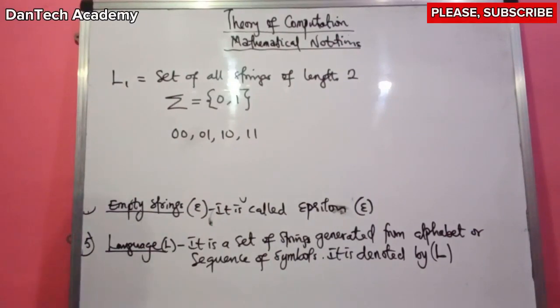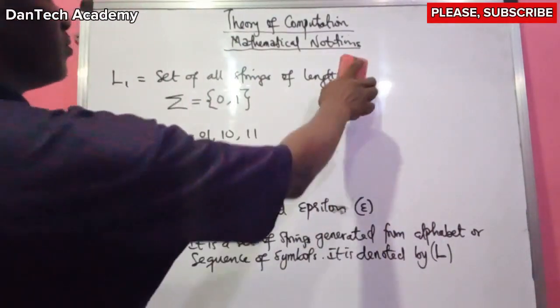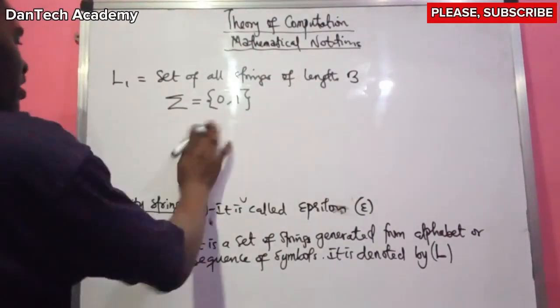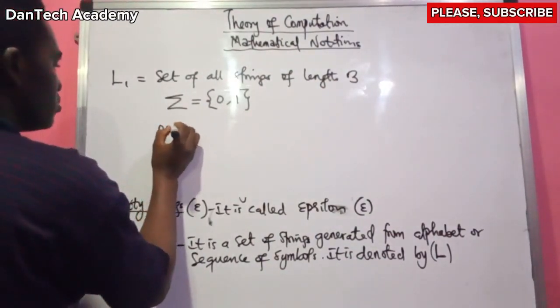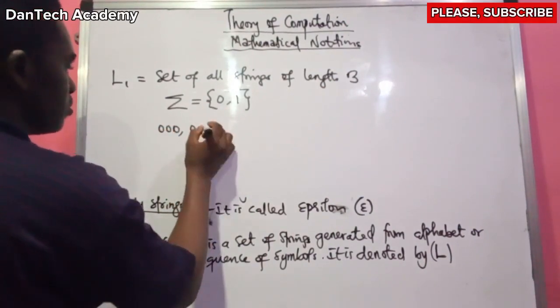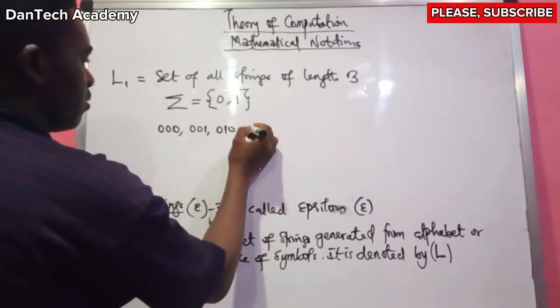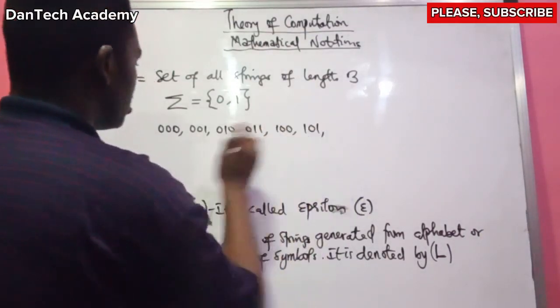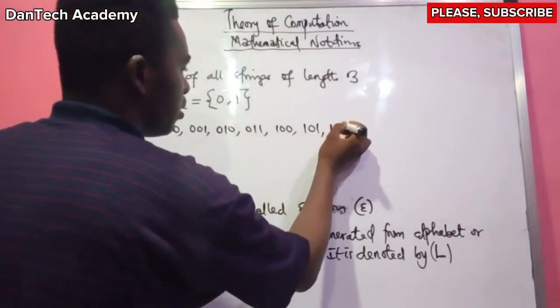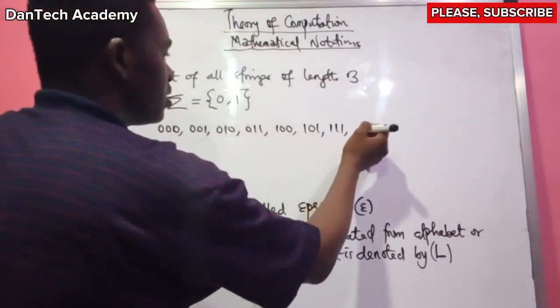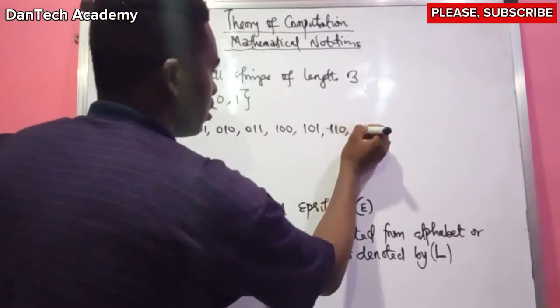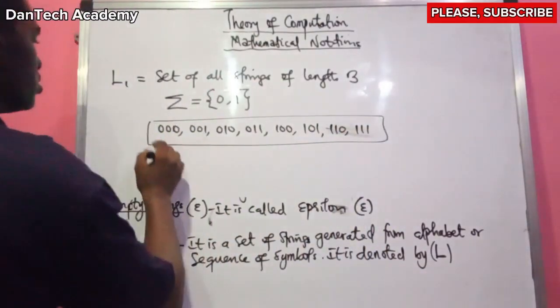Now, another one, let's see. Set of all strings of length 3. So I'll rub this off. We'll do length 3 now. Set of all strings of length 3. That is 0, 0, 0, 0, 0, 1, 0, 1, 0. We can do 0, 1, 1. We can also do 1, 0, 0. We can also do 1, 0, 1, right? That is 1, 2, 3, 4, 5, 6, then 1, 1, 0, and 1, 1, 1. So this one has given us a total of what? 8.